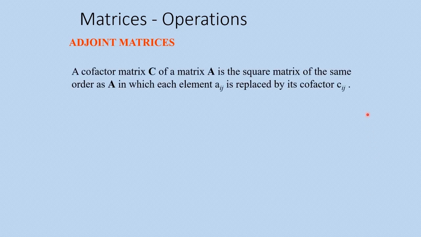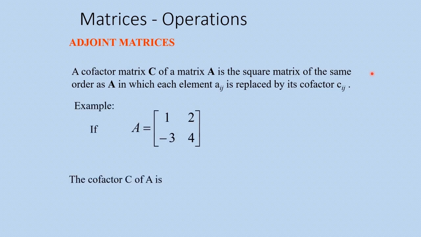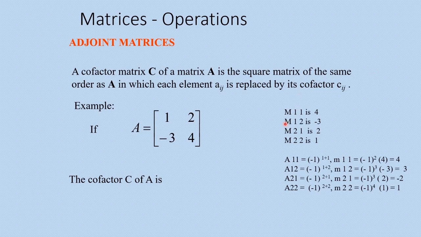Let's understand adjoint matrices. We have seen a cofactor matrix C of a matrix A is the square matrix of the same order as A in which each element Aij is replaced by its cofactor Cij. Example: if A is this, then cofactor of A is. To calculate cofactor, we need to calculate the corresponding minor.